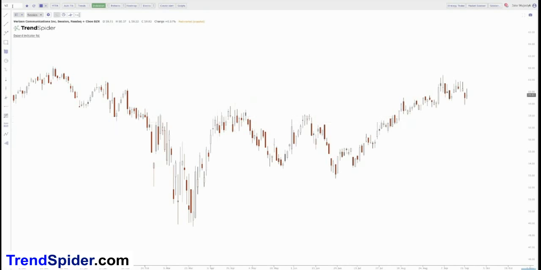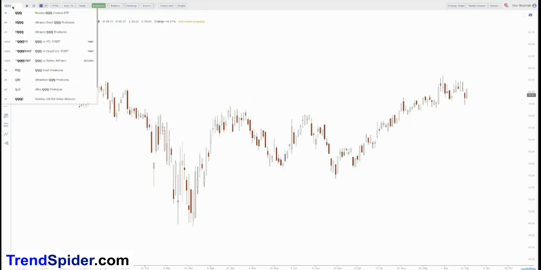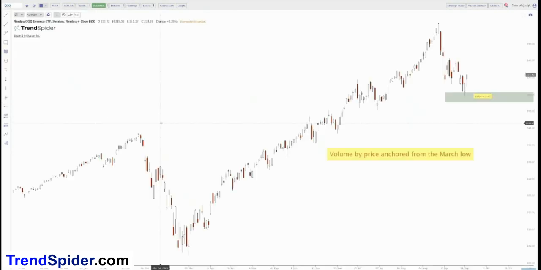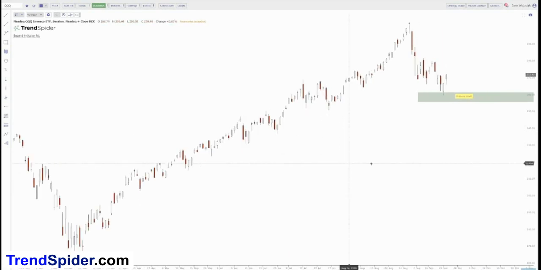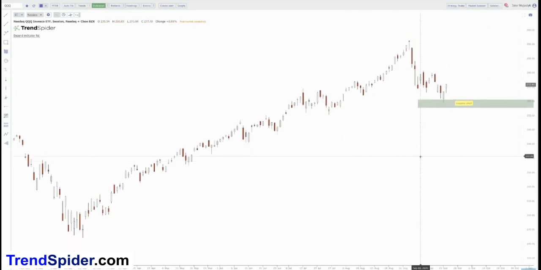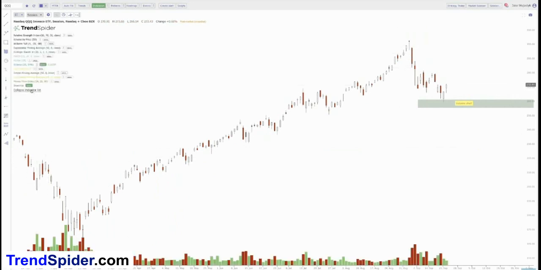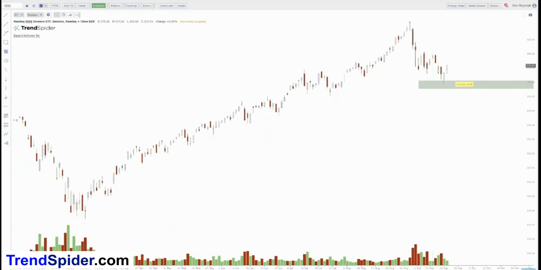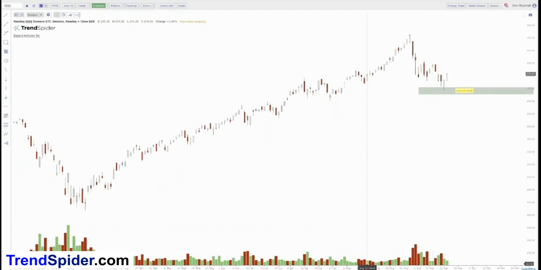The second part is something that we call anchored volume by price. And I think we've done something like this before on the videos, but I really want to focus on this because most people are using volume at the bottom of the chart, which is fine. At this point, volume is a function of time. As time goes by, we're measuring volume day by day.